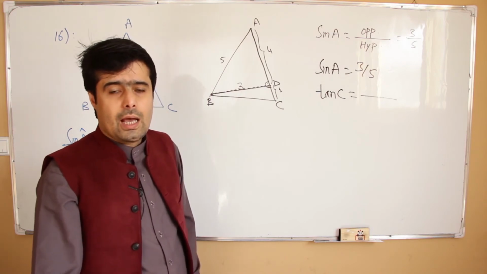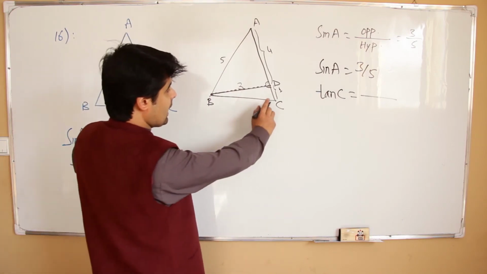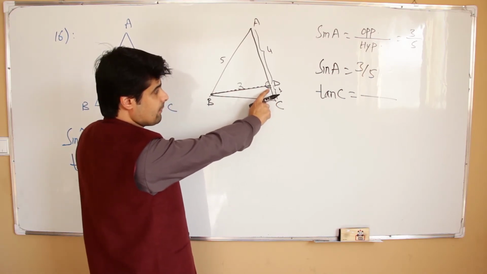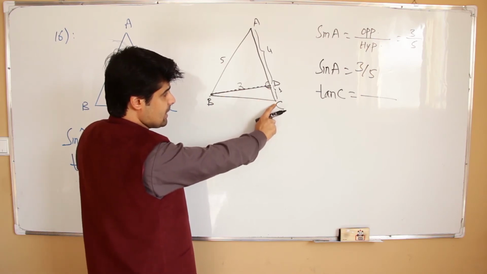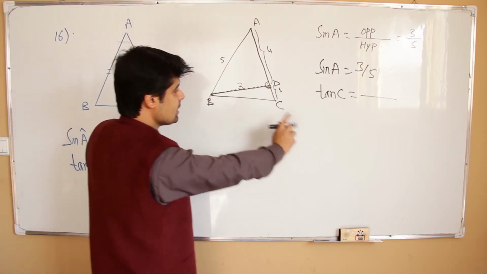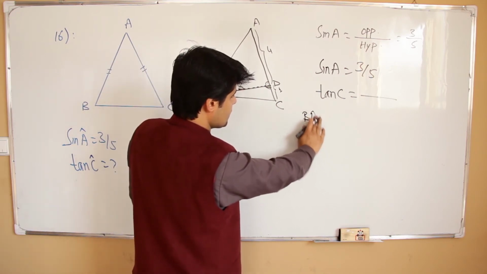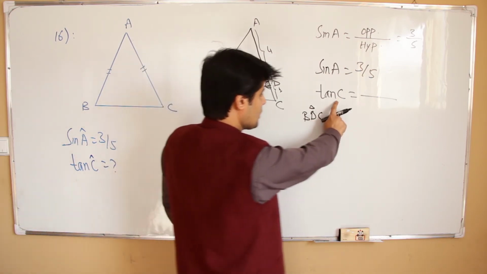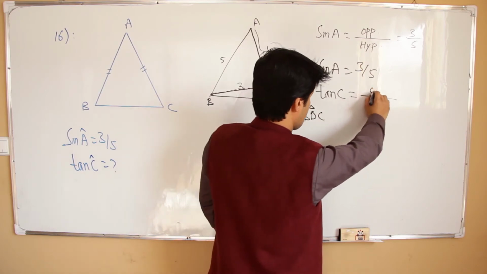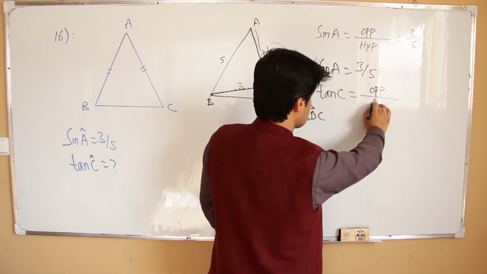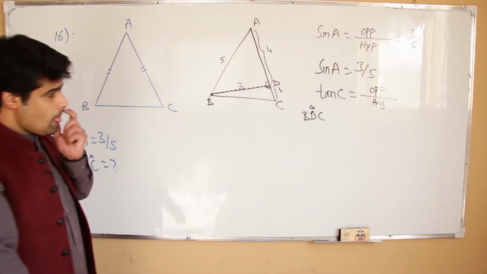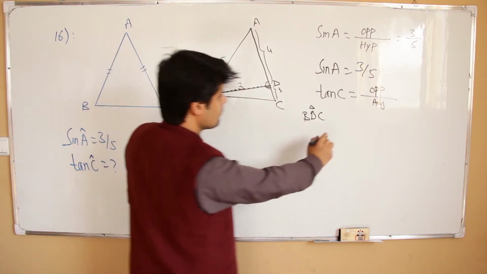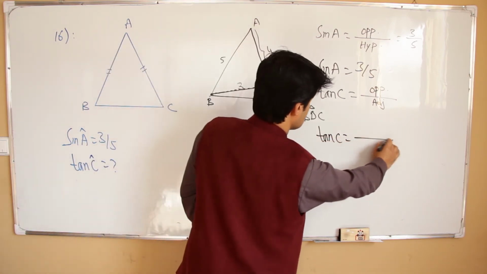First, angle C should be in a right angle triangle. Angle C, this is in a right angle triangle. Why? This angle is also a right angle. If this one is a right angle, our C is inside the BDC triangle. Now inside the BDC triangle, what is tangent C? Tangent C is opposite divided by adjacent. So for C, what is opposite? It's 3.